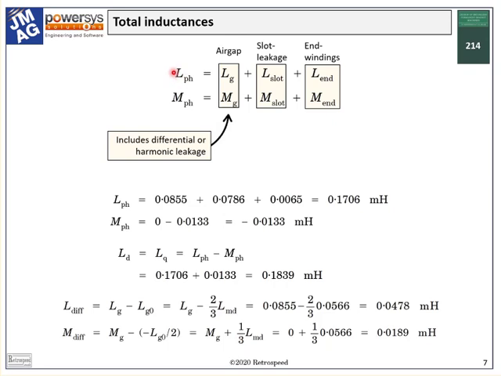The phase self-inductance LPH is considered to be the sum of an air gap component LG, an end winding component LEND, and a slot leakage component L slot. A similar relationship holds for the mutual inductance between phases. And before we go into the analysis, let's have a look at the result.